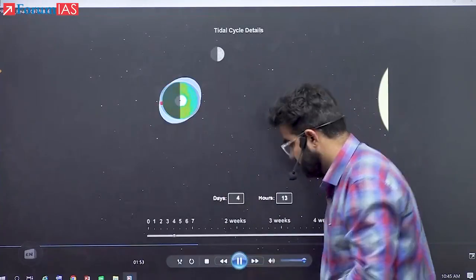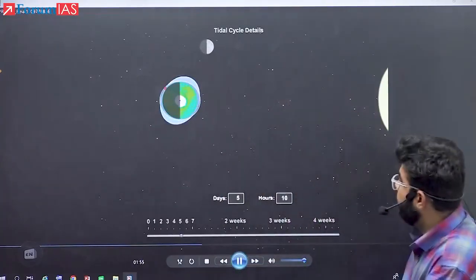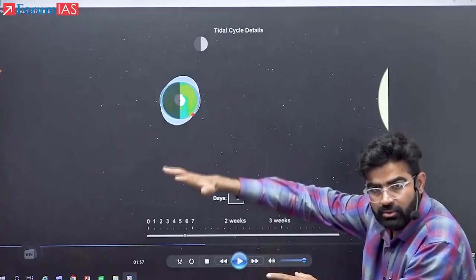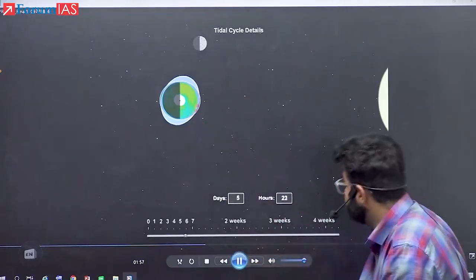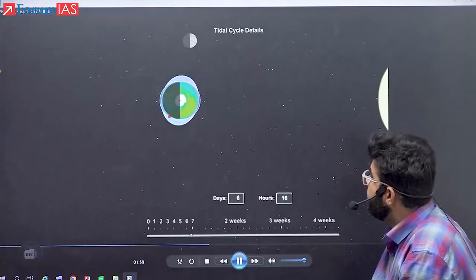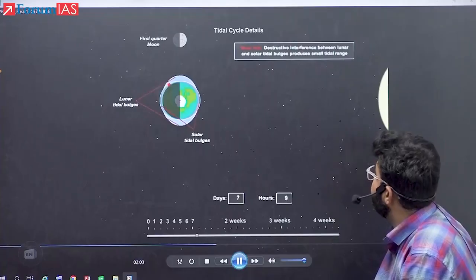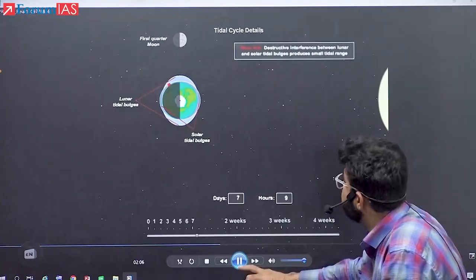Now see here. When it rotates out of the tidal bulge, see here how the tidal bulge is also rotating according to the revolution of the moon. The combination of Earth's rotation and the moon's revolution around Earth means that most coastal areas experience two high tides.